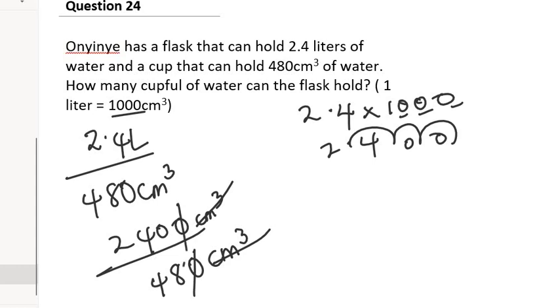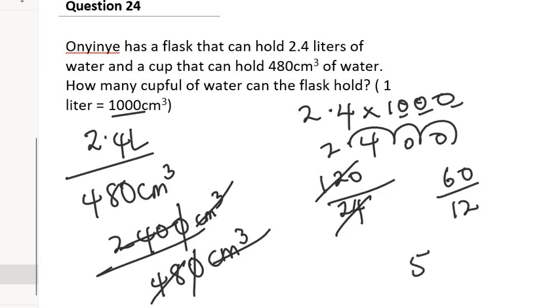Centimeter cube cancels centimeter cube. 0 cancels 0. 2 here 24. 2 here 120. 2 here 60. 2 here 12. 60 divided by 12. 5 cupfuls.